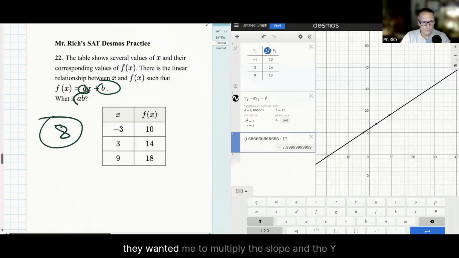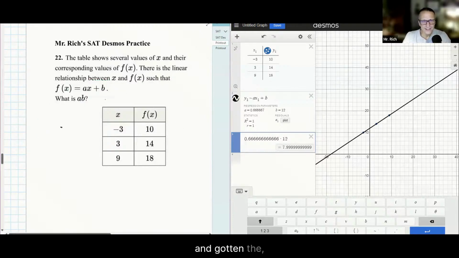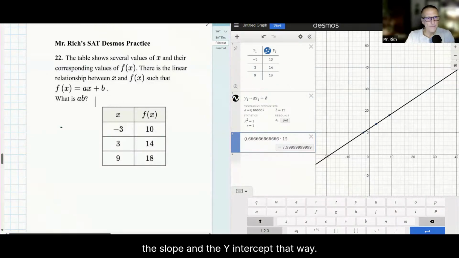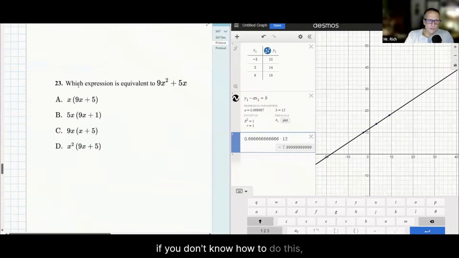For whatever reason, they wanted me to multiply the slope and the y-intercept. There's the slope, 0.6667, and there's the intercept, 12. And I got my answer. I would have probably just calculated the slope and used point slope, and gotten the slope and the y-intercept that way. But Desmos can save the day. Now, look, if you don't know how to do this, that would be concerning, right? If you don't know how to match that expression to one of these, that would not be good, okay?